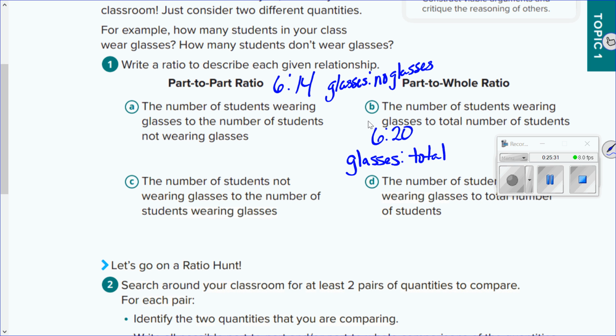Okay, number of students not wearing glasses to the number of students wearing glasses. What ratio would that be? The number of, part C, the number of students not wearing glasses to the number of students wearing glasses. So part to part, right? So 14 to 6, and that would be no glasses to glasses.